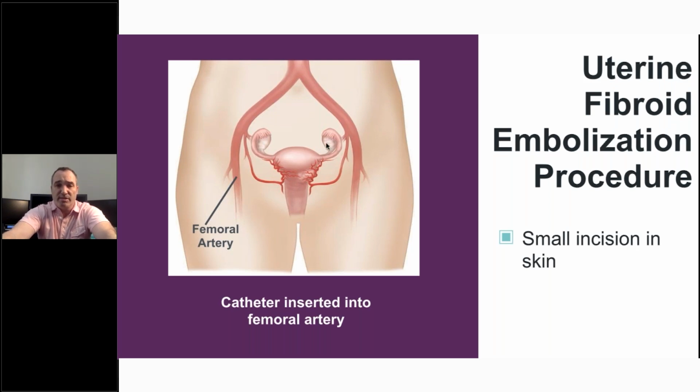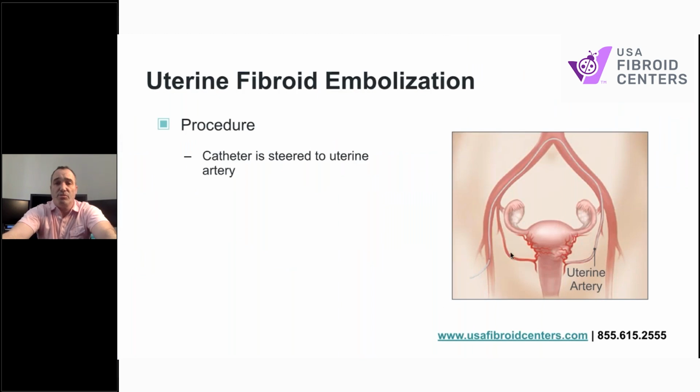So anyway, here is a basic anatomy lecture. This is the uterus. These are ovaries. These are the major arteries that come from the aorta. That's this big blood vessel. So this is known as the femoral artery. When we do a fibroid embolization, we access the femoral artery typically. We actually now can go from the radial artery, which I can discuss briefly if anyone's interested.